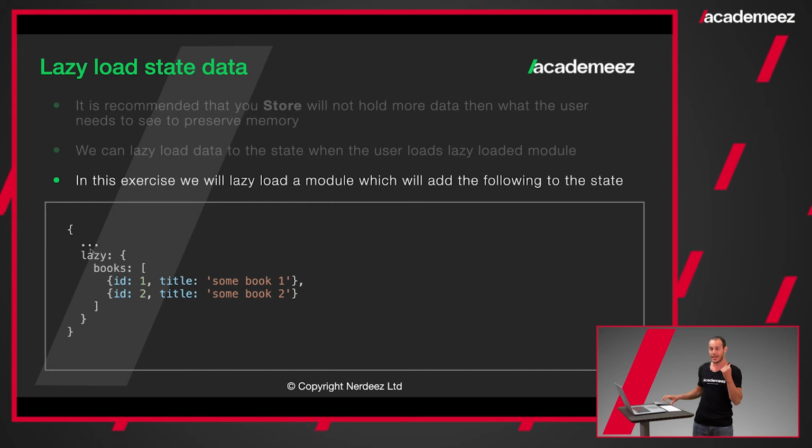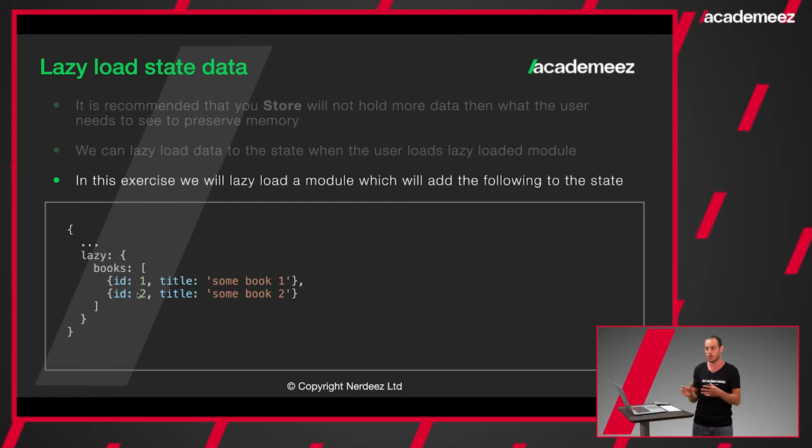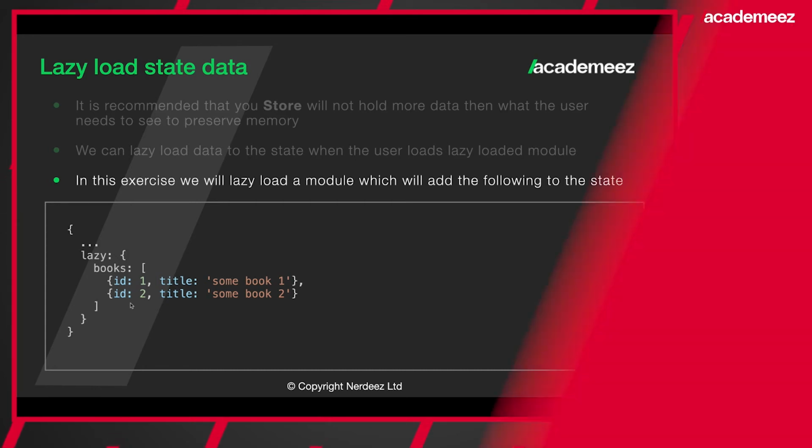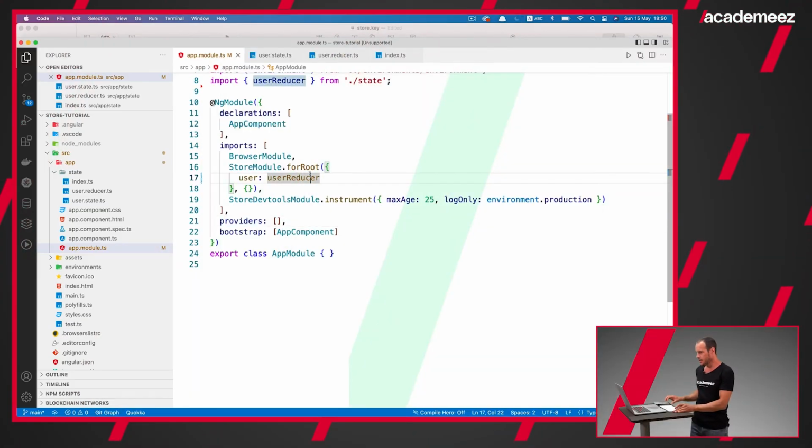We have the user state that we loaded. We're also going to have a lazy state with an array of books. Let's imagine that it's a big array. We don't want to load it in memory unless the user navigates to a certain screen. That's why this data is not loaded. We're going to load it lazily only when the user navigates to a certain screen. Okay, so let's go back to our IDE and generate the lazy loaded module.